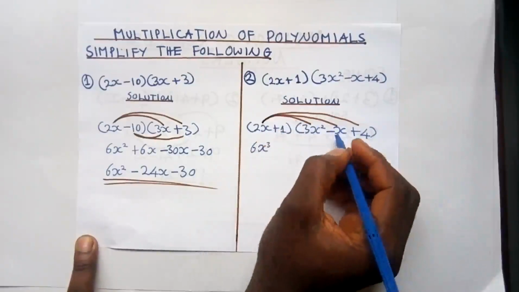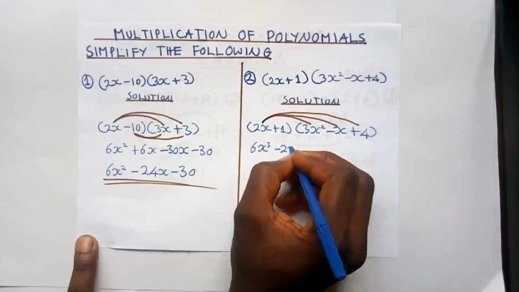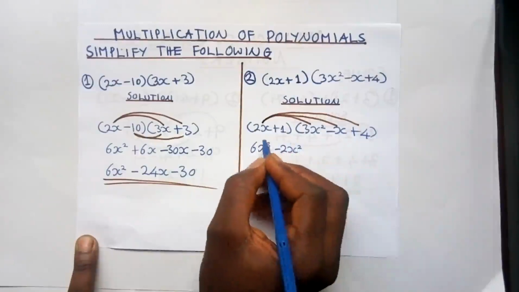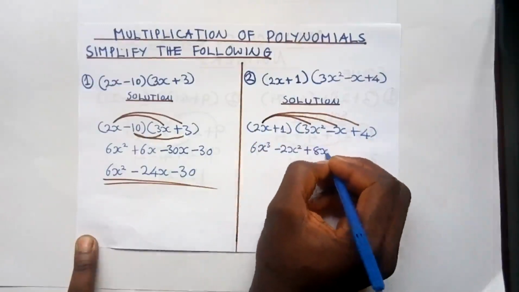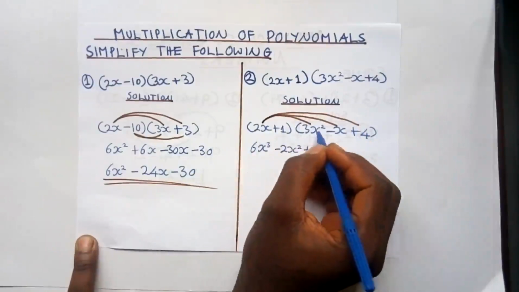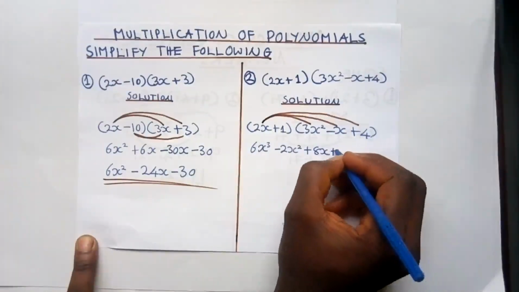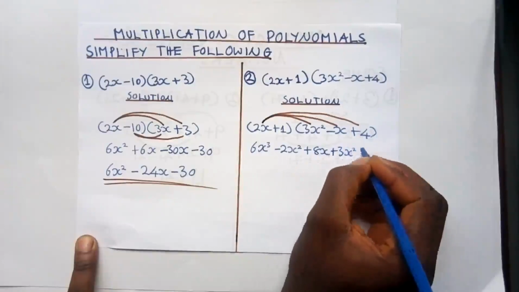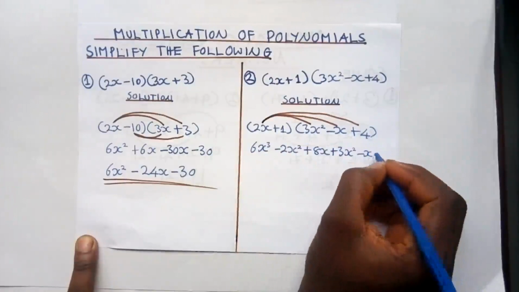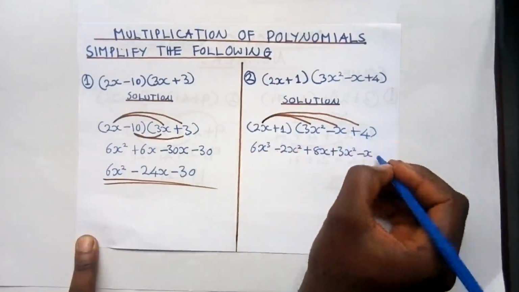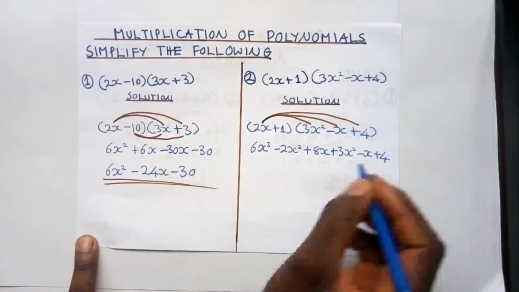2x multiplied by minus x gives us minus 2x squared. 2x multiplied by 4 gives us plus 8x. 1 multiplied by 3x squared gives us plus 3x squared. 1 multiplied by minus x gives us minus x. And 1 multiplied by 4 gives us positive 4.